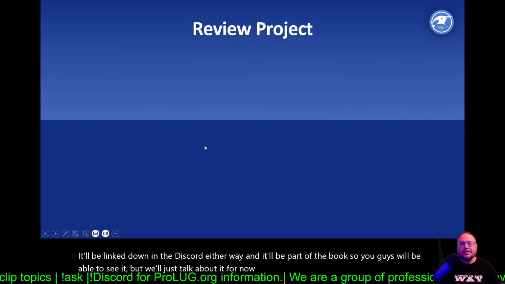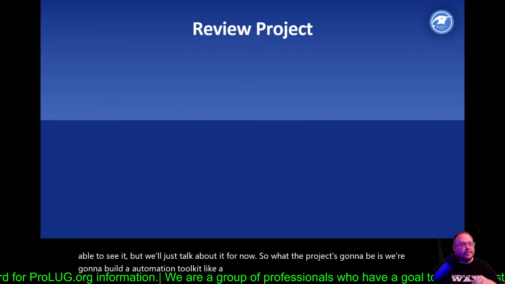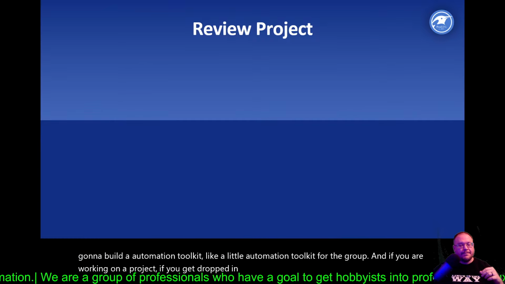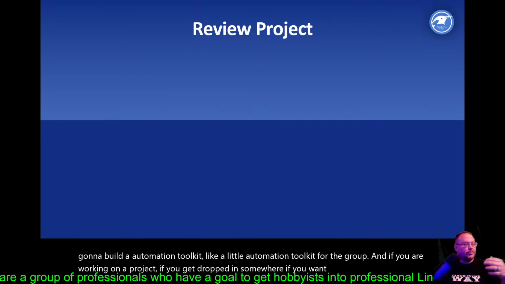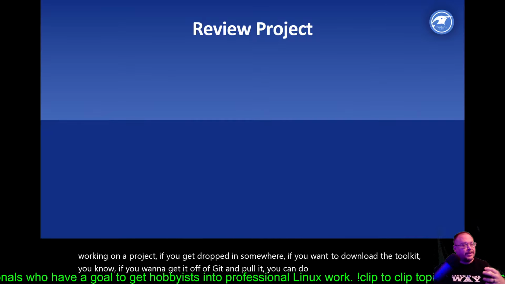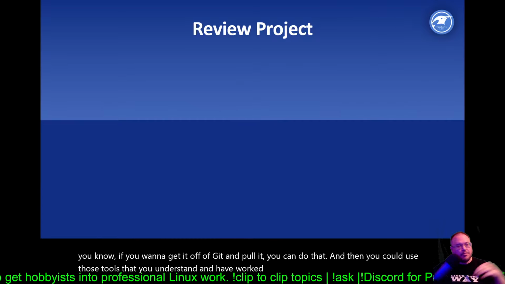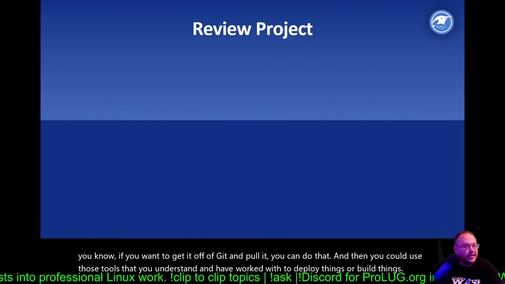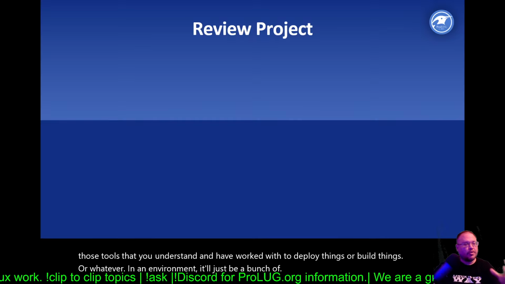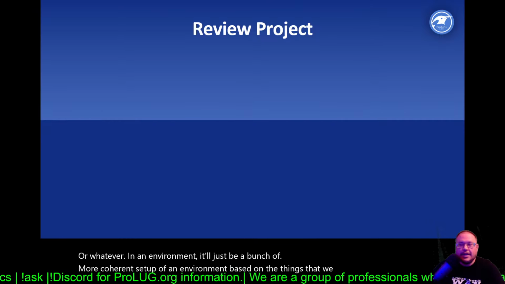So what the project's going to be is we're going to build an automation toolkit, like a little automation toolkit for the group. If you are working on a project, if you get dropped in somewhere, if you want to download the toolkit, if you want to get it off of Git and pull it, you can do that. And then you could use those tools that you understand and have worked with to deploy things or build things in an environment. It'll be a more coherent setup of an environment based on the things that we do in this course. And we're going to work on it together.